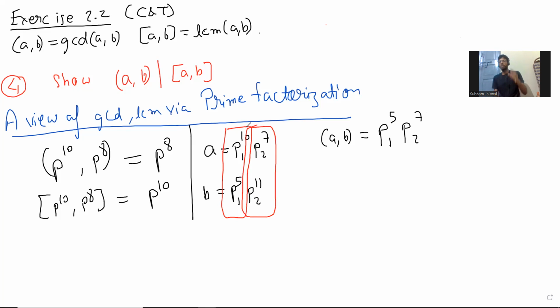And what are we doing? We are picking the minimum of 10 and 5, and then again for the next one, we're picking the minimum of 7 and 11. And this is a feature that extends for 3 numbers also. Is that right? Yes, this will extend for 3 numbers.